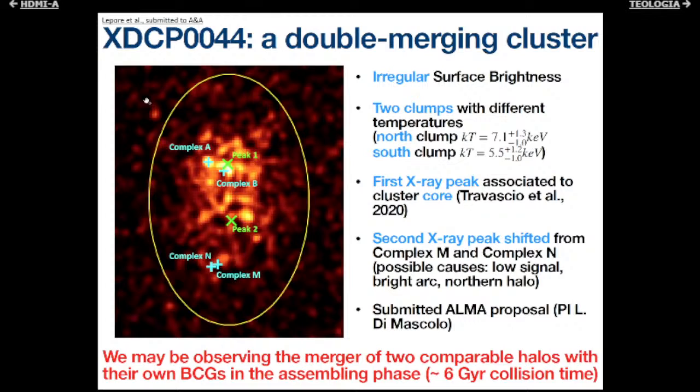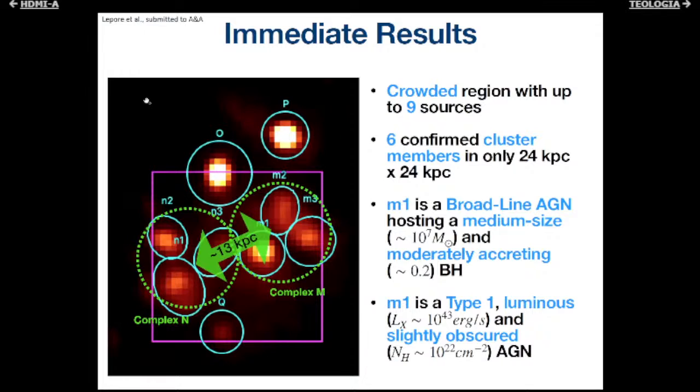So we submitted an ALMA proposal with Luca Di Mascolo as PI in order to obtain high resolution Sunyaev-Zeldovich imaging due to the presence of the ICM in this cluster. So as an immediate result, we can say that we are observing the formation site of a second BCG inside the galaxy cluster XDCP0044, and also our results are in agreement with the scenario in which galaxy major mergers trigger AGN evolution and also starburst activity.